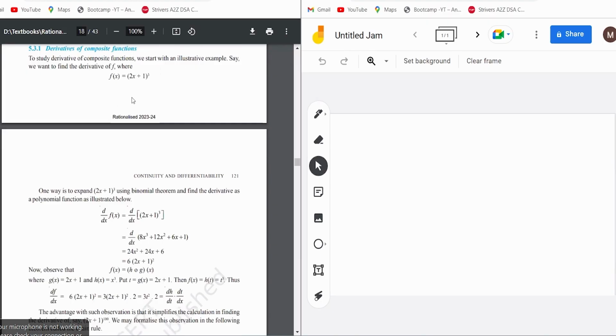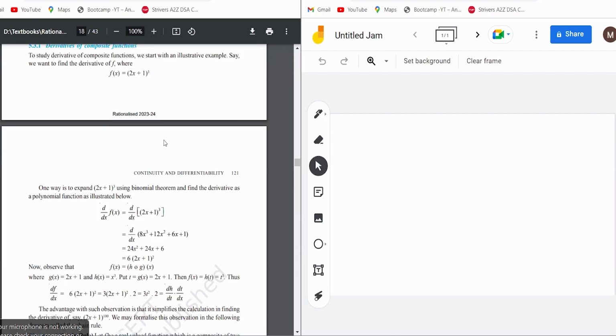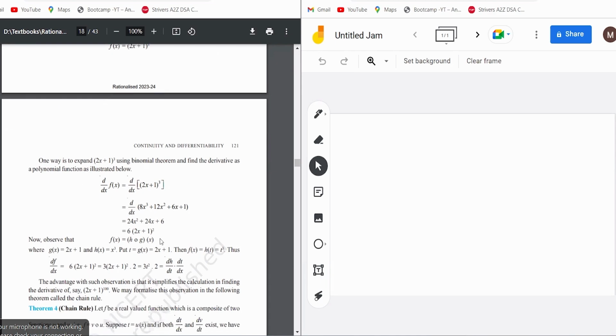Okay, let's move to derivative of composite functions. So how to calculate the derivative of composite functions? We start from the outer part. Firstly, we differentiate the outer part, then we come inside. Here it is given (2x plus 1) cube. So how will we differentiate this? We will do 3 times (2x plus 1) square. We have dealt with the outer part, the cube part. Now the differentiation of 2x plus 1 would be 2. So it would simply be 6 times (2x plus 1) square. Simple.